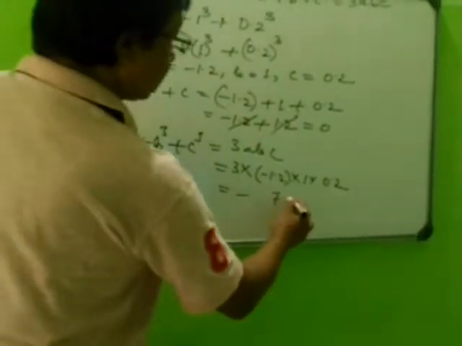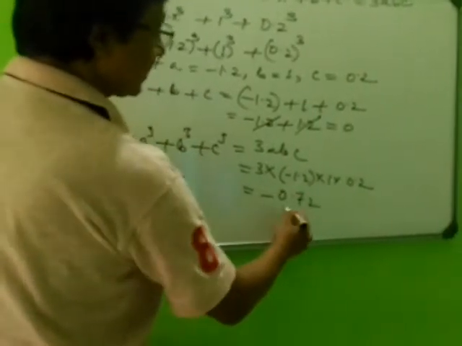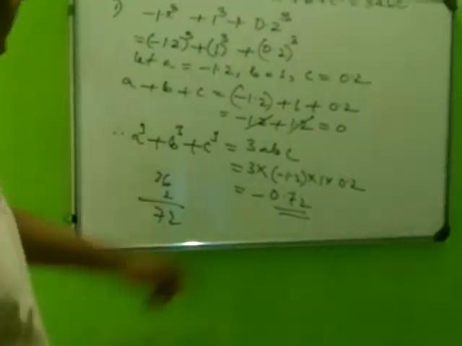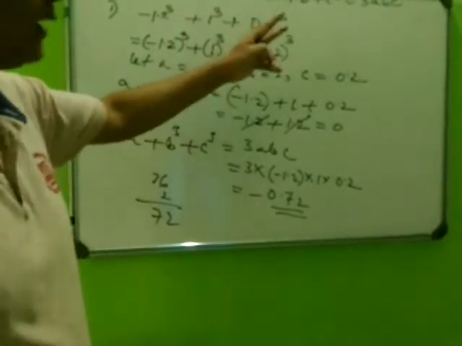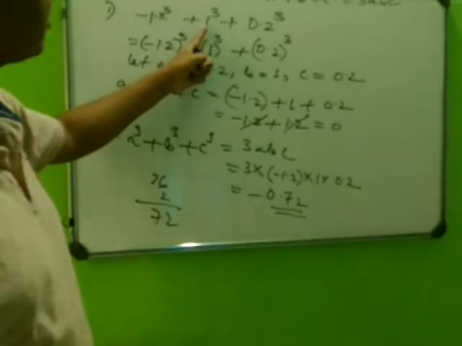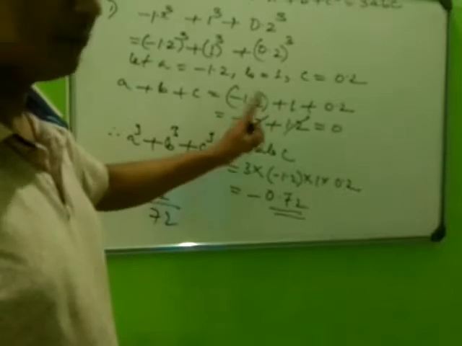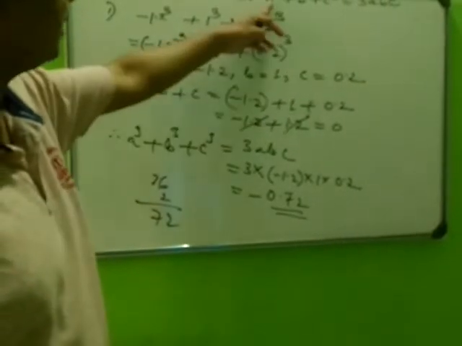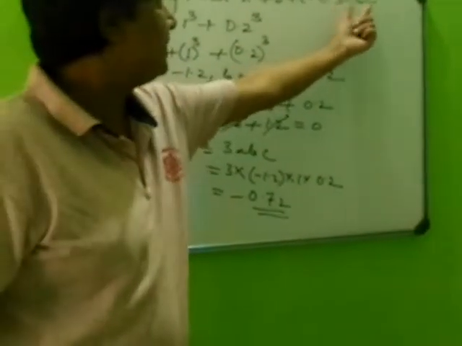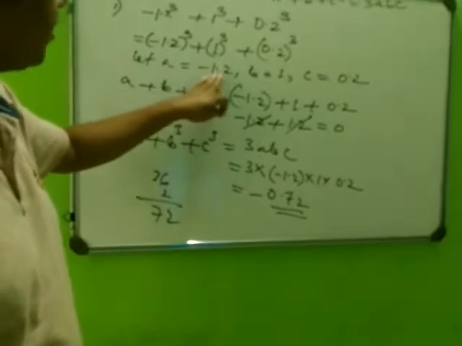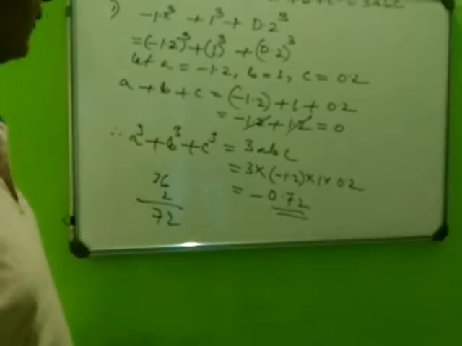The decimal point will move afterwards. There is one digit in 1.2 and one in 0.2, so there will be two decimal places. So it will be minus 0.72. This is the formula, so this is the answer. If you get the sum of three different cubes, you take the first one as A, next as B, next as C, then add A plus B plus C and you will get 0. Once you get the result 0, you take the formula A cube plus B cube plus C cube equals thrice ABC and multiply thrice ABC. Here A is minus 1.2, B is 1, C is 0.2, and you got the result minus 0.72.